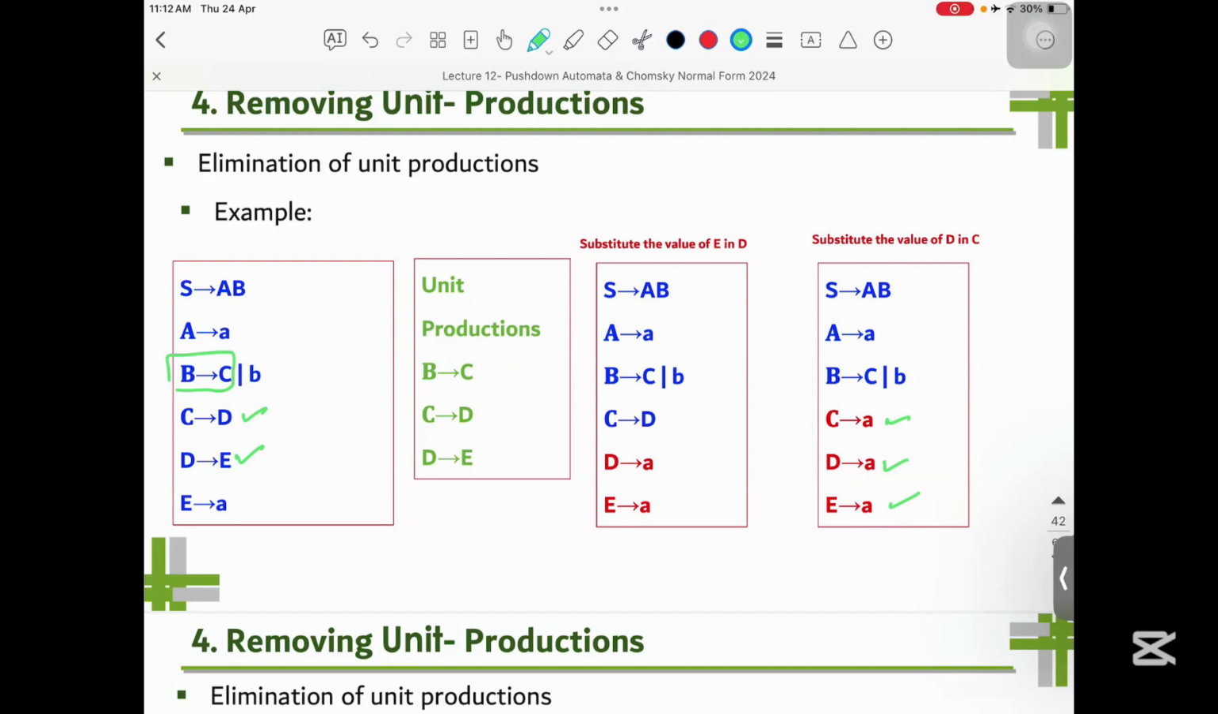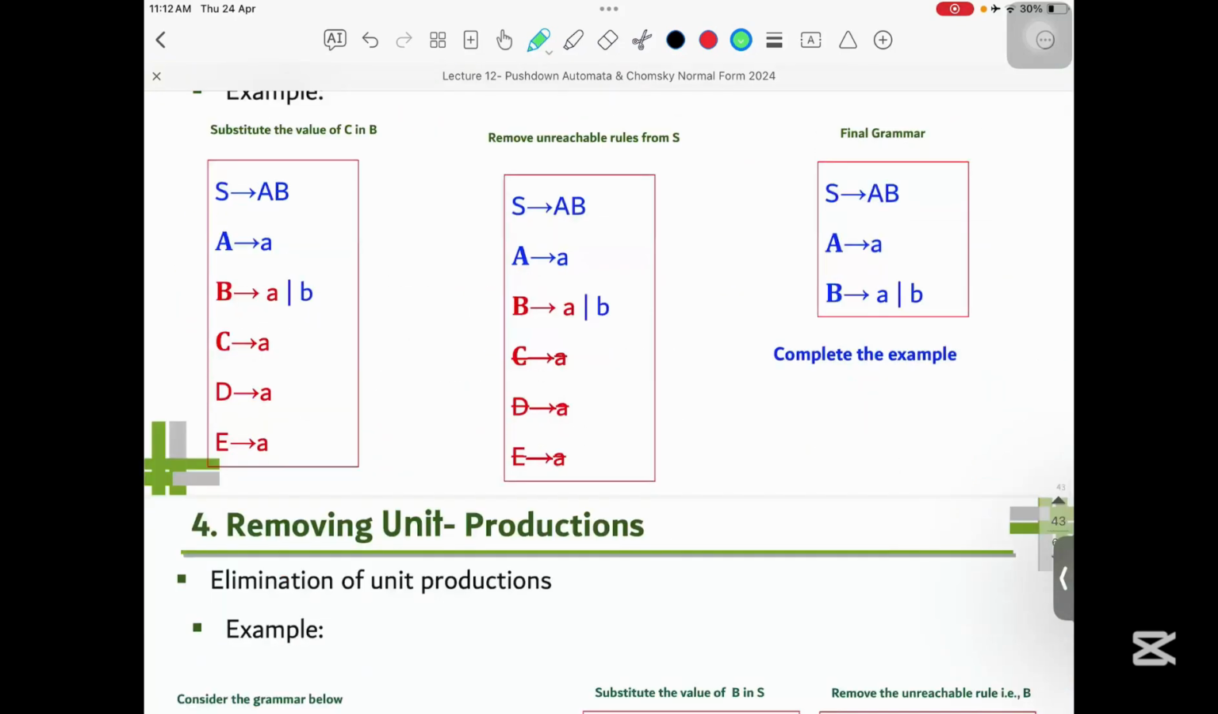In the grammar, we are not using any D, so we will remove D. We are not using any E, so we will remove E, and we'll just add the value of A in here and also C in here. Since C, D, and E are not used, we'll just remove them.